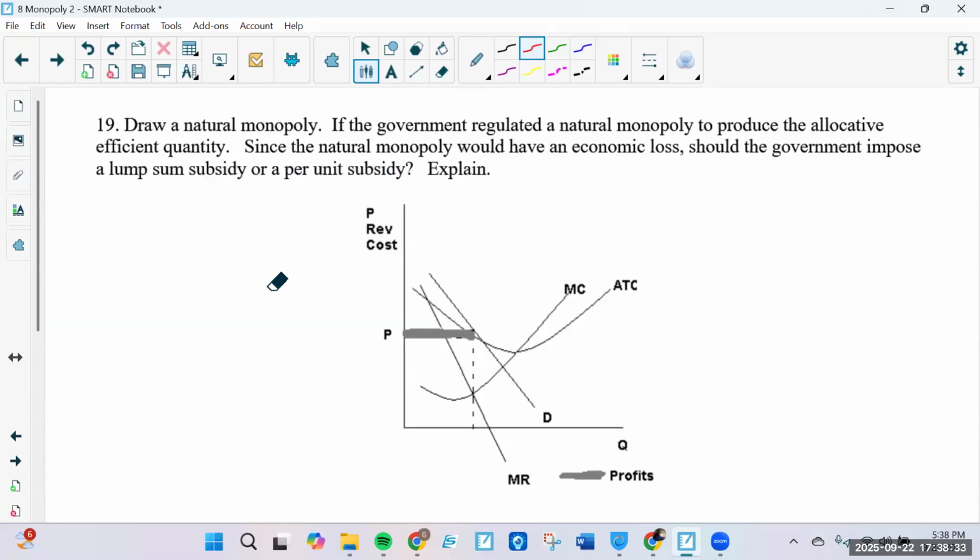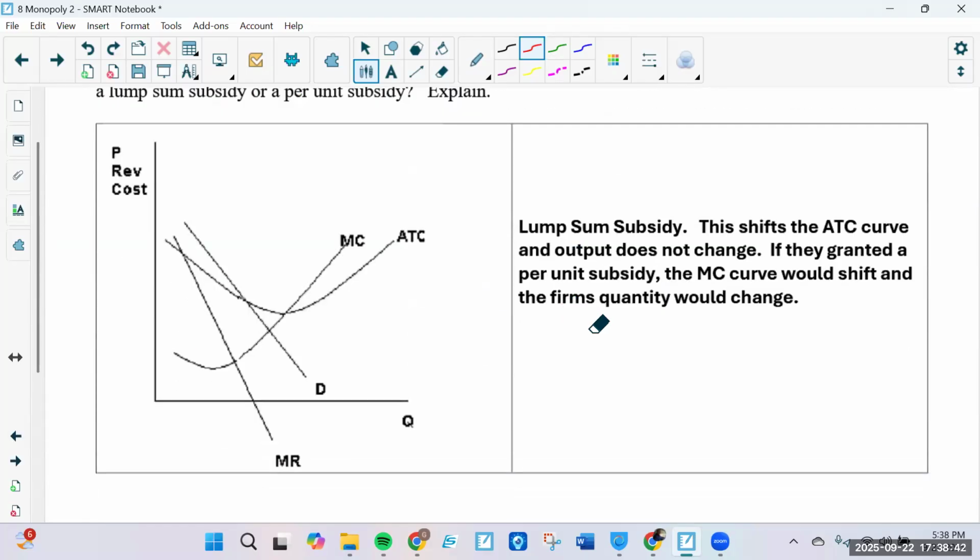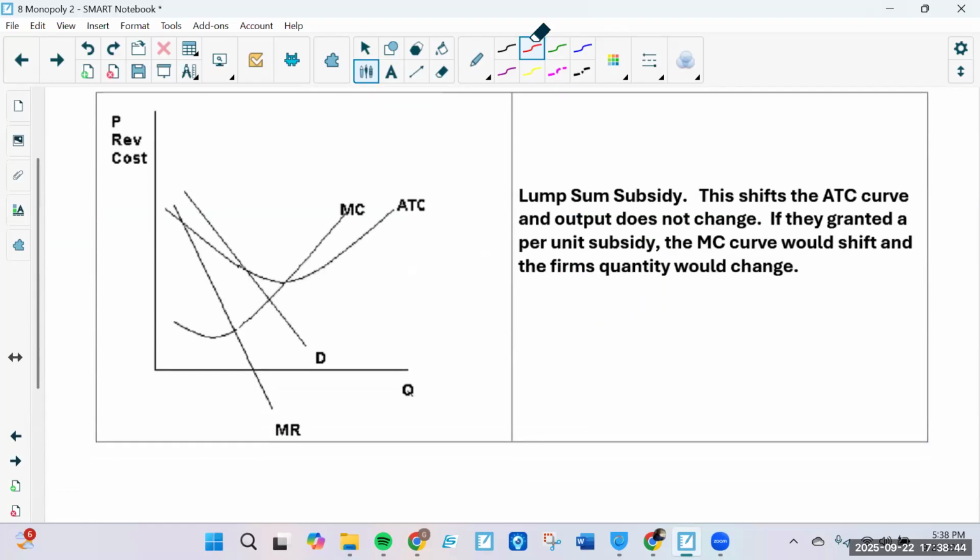So if they regulated them to produce at the allocated efficient point, okay, and I actually didn't draw that. I thought I did. Yeah, there we go. So here it is. If we regulated them to produce the allocated efficient point, which is right here where price equals marginal cost, so if this is the quantity we made them produce, then they're going to be earning an economic loss equal to this area right here. So they are going to earn an economic loss if you regulate it.